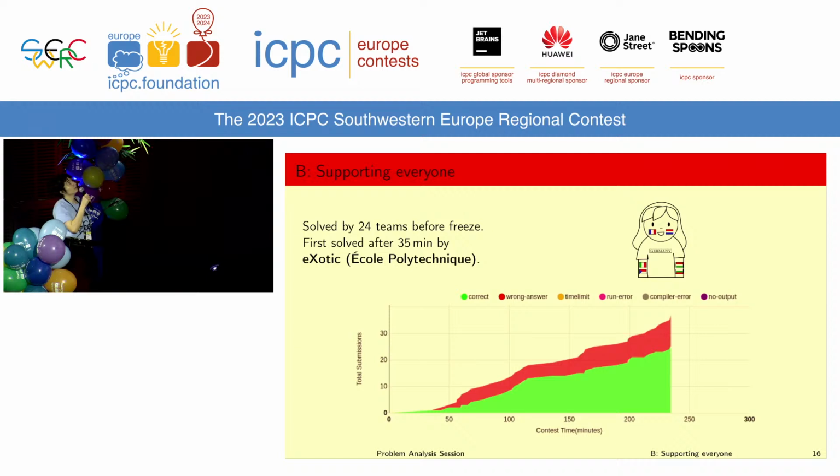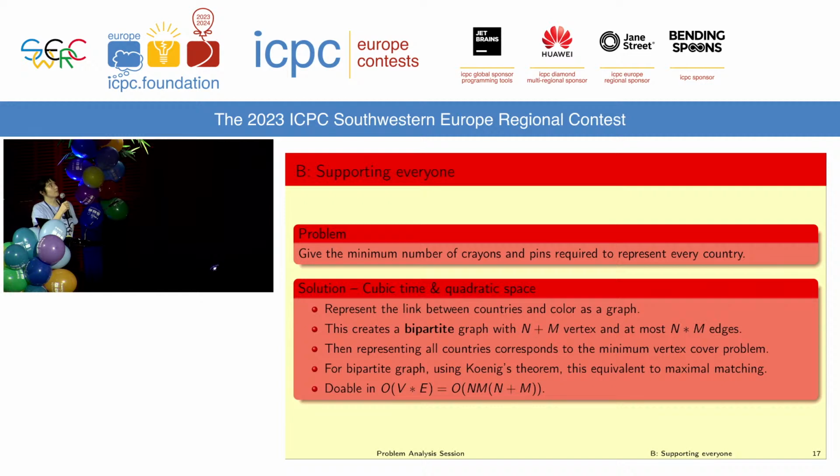So supporting everyone was solved by 24 teams before freeze, and first solved after 35 minutes by Exotic from École Polytechnique. Congratulations. So in this problem, we just wanted to get the minimum number of crayons and pins we could to represent every country to the event we're going for.